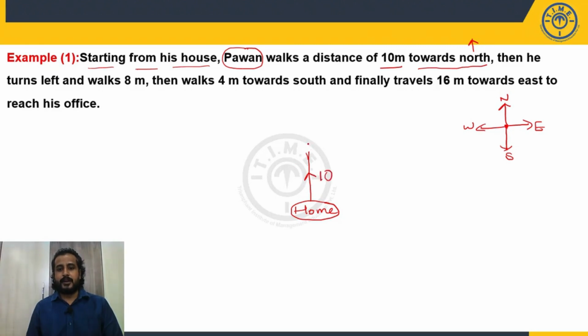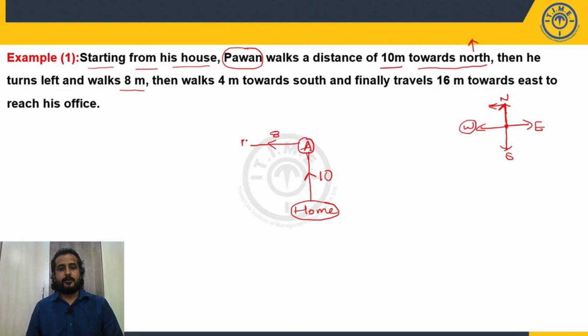So let's say it is a point A. He reached point A. Then he turns left. He is actually moving in which direction? North direction. After reaching this point, he turned left. So what is the left hand side direction while moving towards north? West. So he traveled towards west. And how many meters? 8 meters. So he turned left and traveled 8 meters.